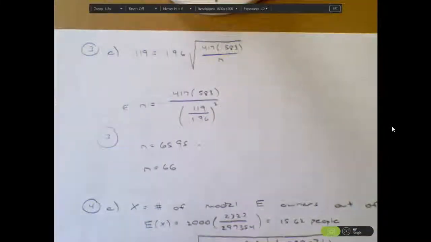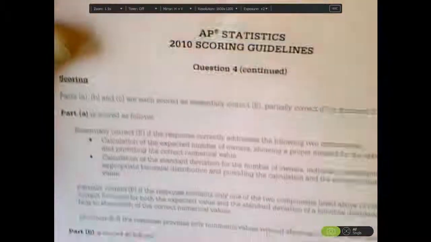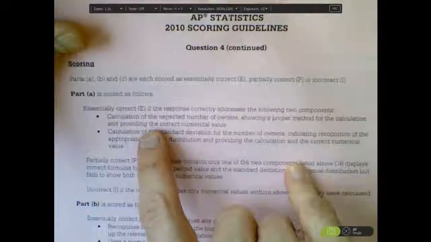Okay, we're going to take a look at 2010 free response question 4 through 6. Looking at this question here, question 4 is the one with the car models. Taking a look at the rubric for part A, there's two components that they're looking for.